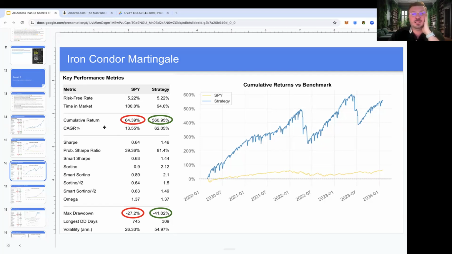But here you can see our Condor martingale algorithm. What it does is it trades an option strategy called the Iron Condor. If you're not familiar with what that is, it sells a put and a call, and then it buys a put and a call. It's called a defined risk strategy. If you want to look it up, you can. I'm not going to talk too much about it here.